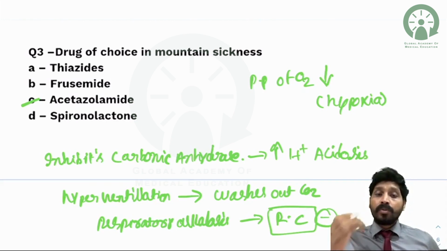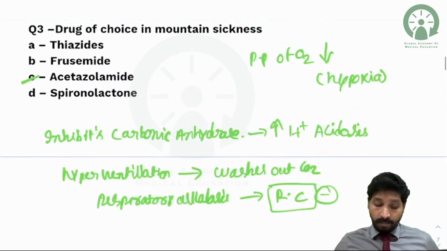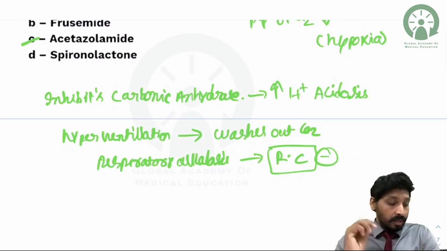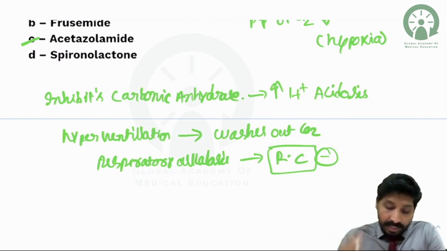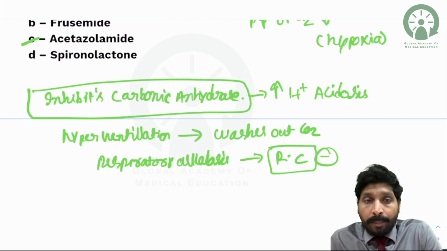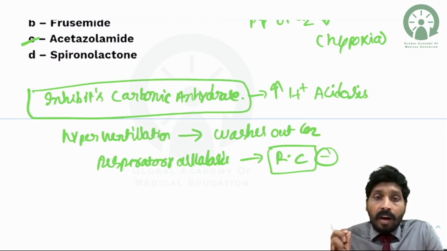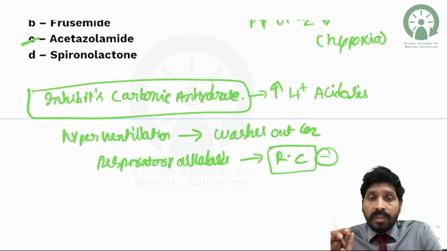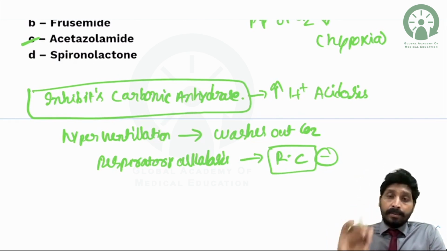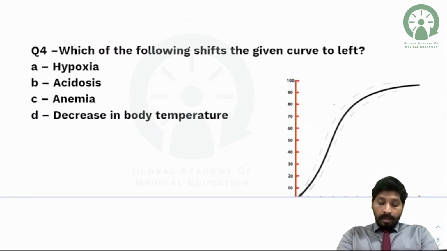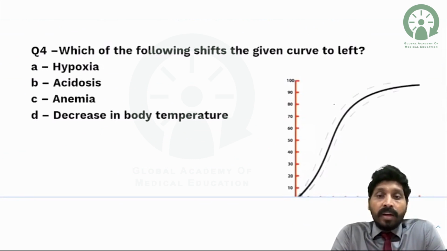chemoreceptor mechanisms to elevate the carbonic anhydrase levels. Right. So here the main thing, acetazolamide is the inhibitor of carbonic anhydrase. This is the key point you have to remember. Acetazolamide is an inhibitor of carbonic anhydrase, which is used to wash out CO2 and causes respiratory alkalosis and depresses the respiratory center.